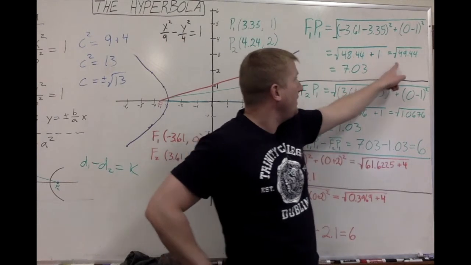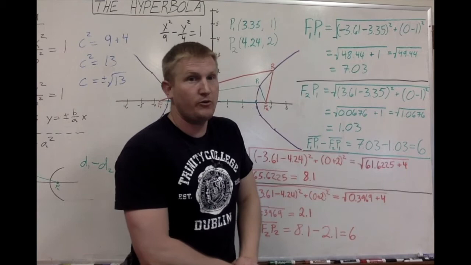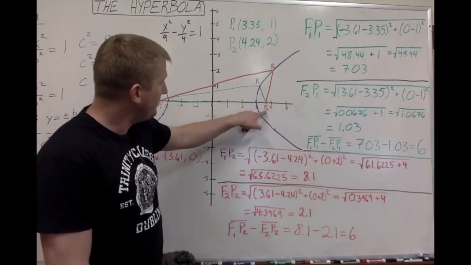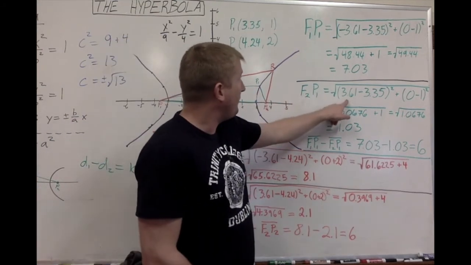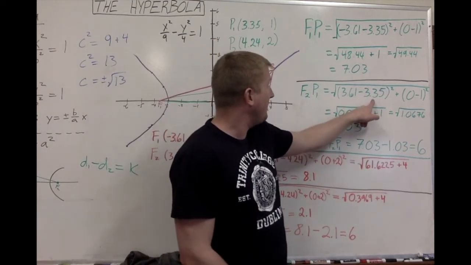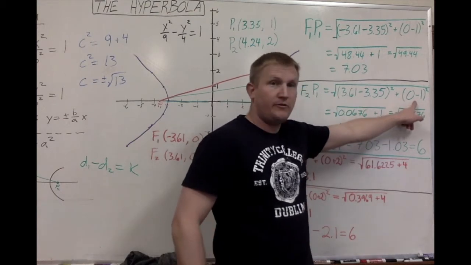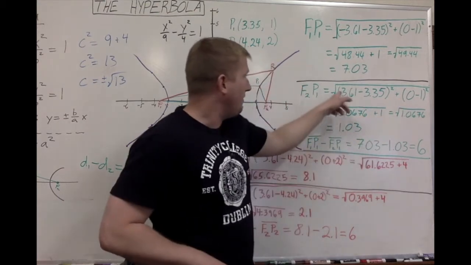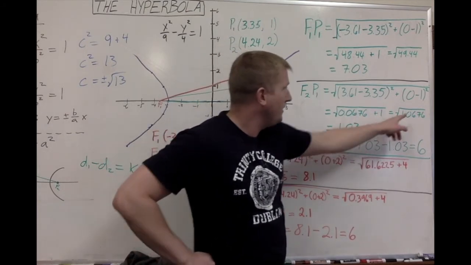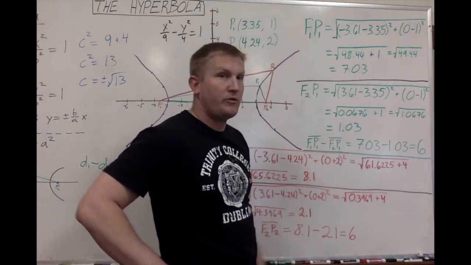because 1 squared is 1. We're going to get 49.44, which is approximately equal to 7.03 when we square root it. And then down for the second line, from F2 to P1, we're going to have the same x value for F2 minus the x value for P1, and then plus the difference of the y values quantity squared. This all equals 0.0676 approximately plus 1. We get 1.0676, which when square rooted, we get approximately 1.03.